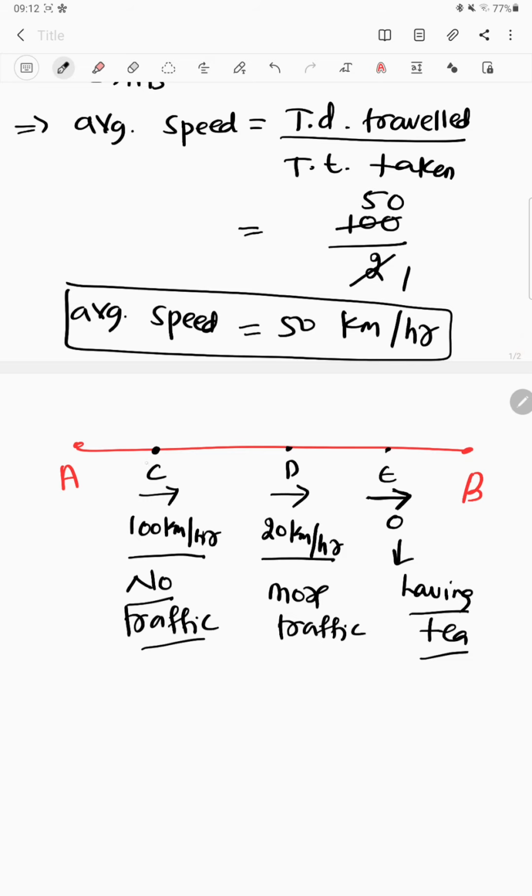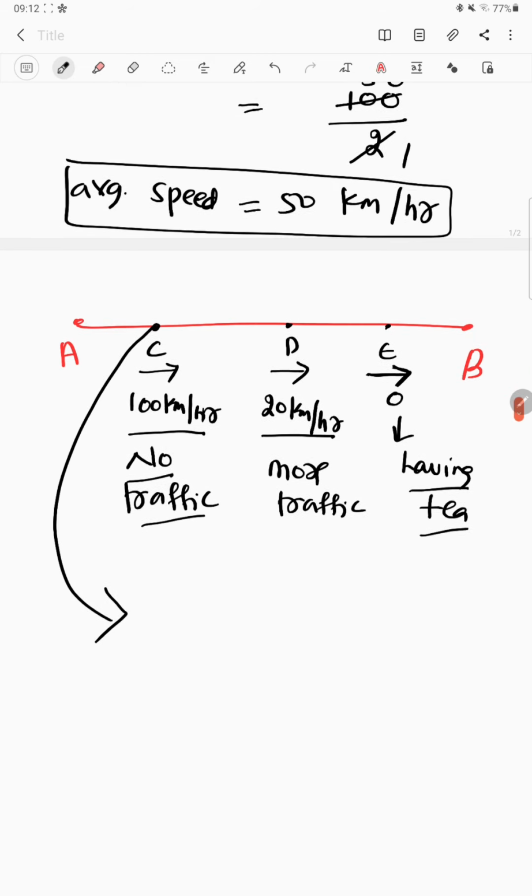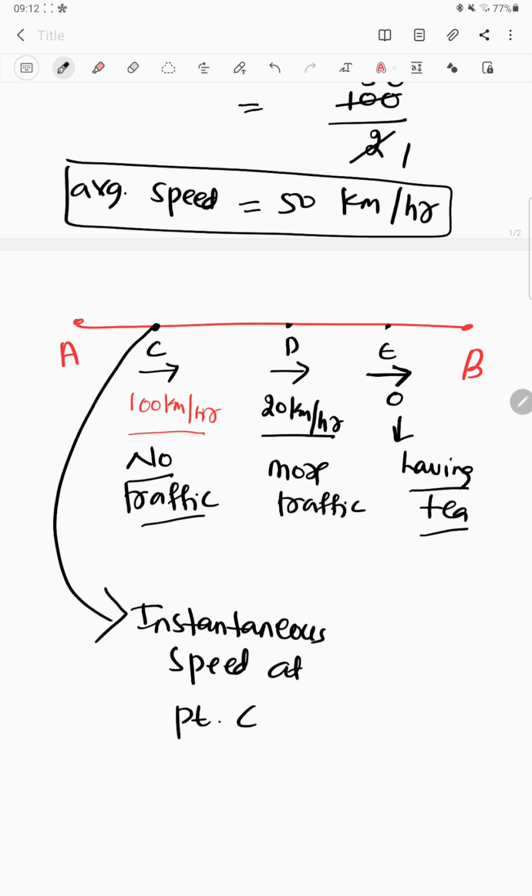So at that instant, at point C, what is the speed? 100 kilometer per hour, no? This 100 kilometer per hour that I have written here is not the average speed. This is called instantaneous speed, at point C. This 20 kilometer per hour is the instantaneous speed at point D. And this 0 is the instantaneous speed at point E.